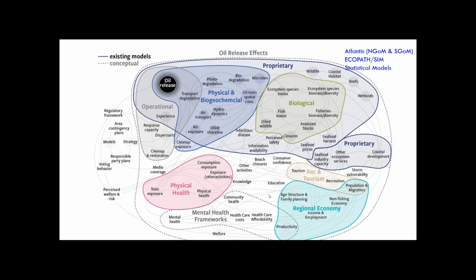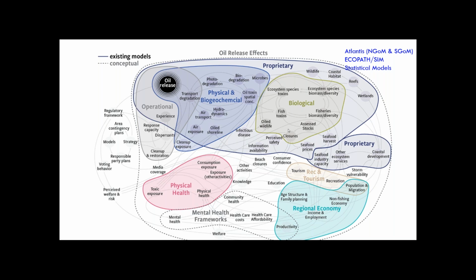The areas where there's very, very little modeling at this point are the areas where you see these dashed lines. For example, in the notion of mental health frameworks and even human health frameworks, very little modeling has gone on. And certainly over on the left-hand side, this notion of how the regulatory framework interacts with all this is really an area that has been qualitatively explained, but certainly not quantitatively modeled.